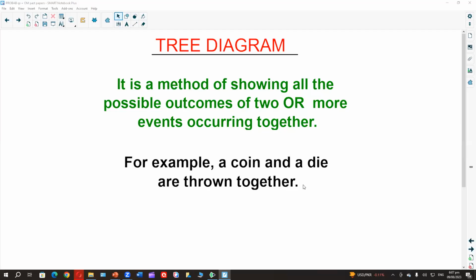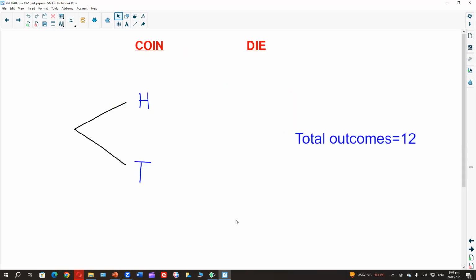Let us quickly discuss the tree diagram. A tree diagram is a method of showing all the possible outcomes of two or more events. For example, a coin and a die. It should be remembered that on a coin, I always have two options, head and tail.